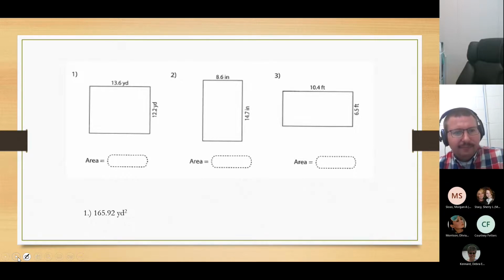165.92. And you're probably wondering about that little 2 up in the air. Just disregard that. That's just the square footage. You don't have to put that little 2 up in the air. As long as you have 165.92, there's your answer. Number 2 is 126.42. And number 3 is 67.6. Those are the area of the rectangles.